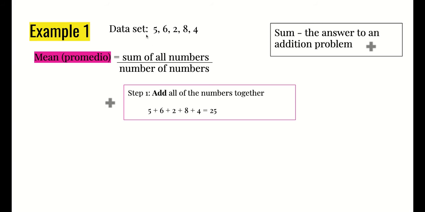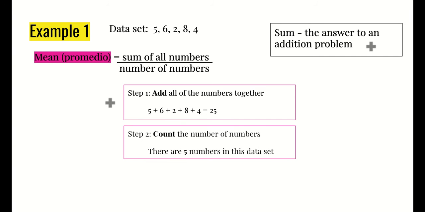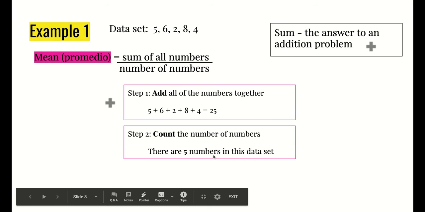So I'm going to go back to my set of numbers and I'm going to add 5 plus 6 plus 2 plus 8 plus 4. When I did this, I got 25. That's step one. Step two is to count the number of numbers that I see. So I'm going to go back to my data set and I'm just going to count. I have 1, 2, 3, 4, 5. I have 5 numbers in this data set.